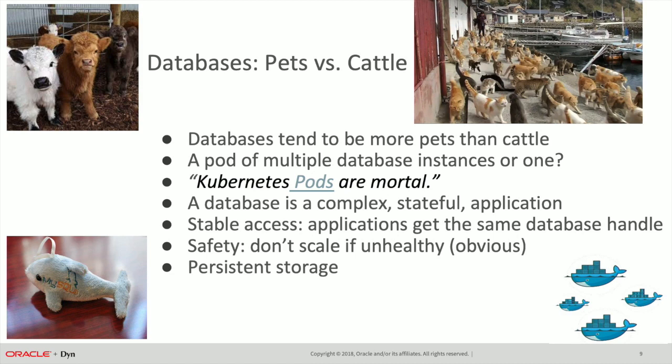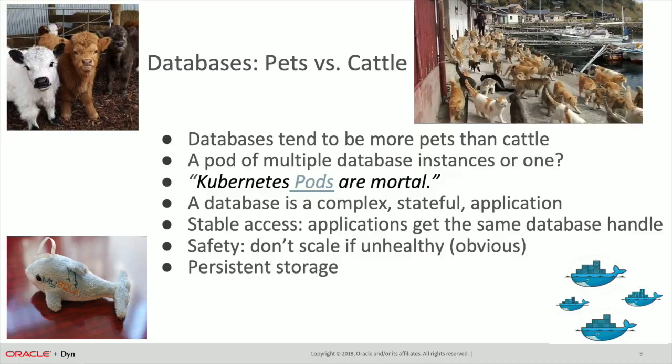With a database, you want stable access. You want to get the same database handle. Networking wise, what that means is you want your application to always be able to connect to the database and get that consistent access point. What else do you want with databases? You don't want to scale if the database is unhealthy. If you're building up a cluster, a 3-node cluster, you don't want to keep scaling if the second node has a problem when it's coming up. And most importantly, you want some persistent storage.